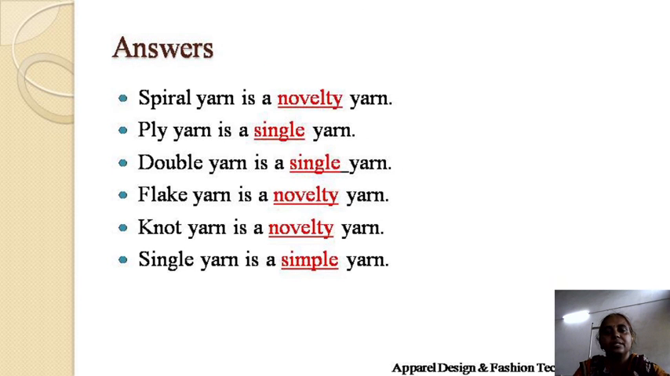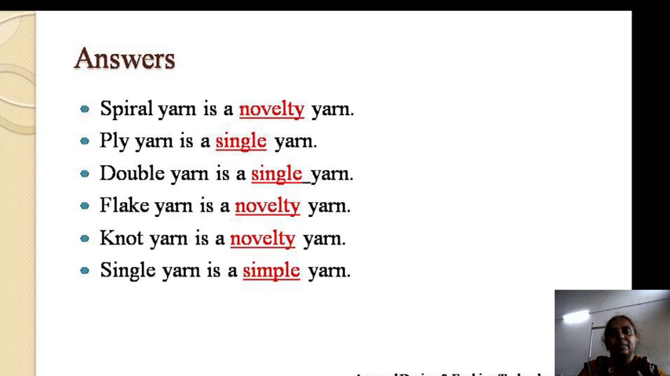Answers for these questions: spiral yarn is a novelty yarn. Answer is novelty. Ply yarn is a simple yarn. Double yarn is a simple yarn. Flake yarn is a novelty yarn. Knot yarn is a novelty yarn. Single yarn is a simple yarn. So the right answer is simple yarn.